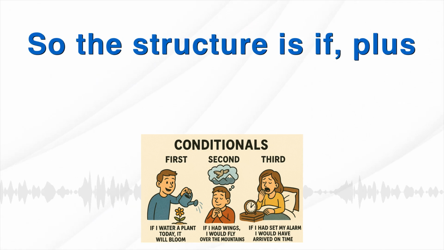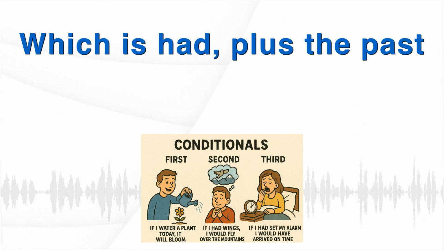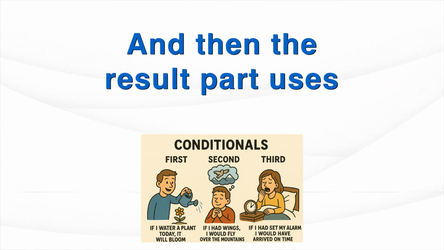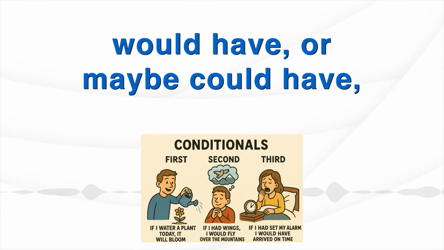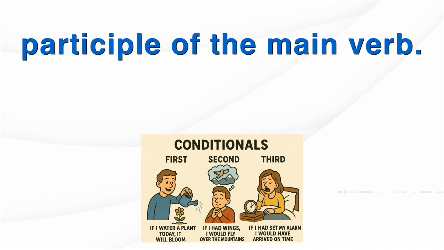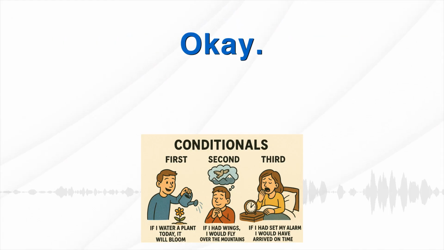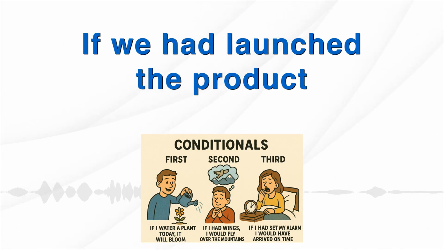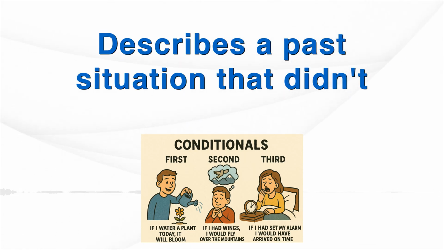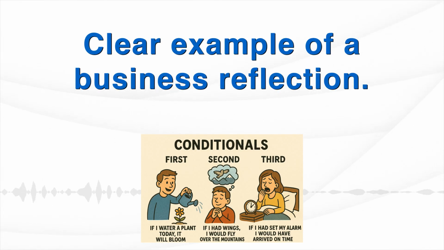So the structure is if plus a verb in the past perfect tense. Which is had plus the past participle, like had allocated, had known, had seen. Right. And then the result part uses would have, or maybe could have, or might have, plus the past participle of the main verb. Would have avoided, could have helped, might have succeeded. Okay, so an example. If we had launched the product earlier, we would have captured more market share. Describes a past situation that didn't happen and its imagined past result. Clear example of a business reflection.